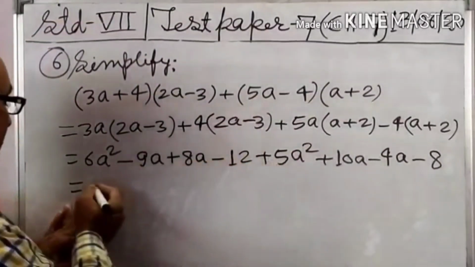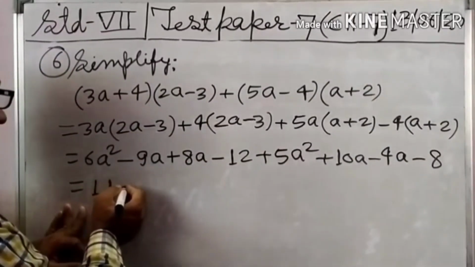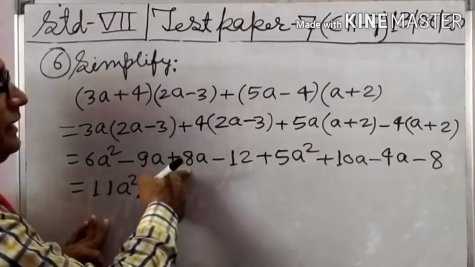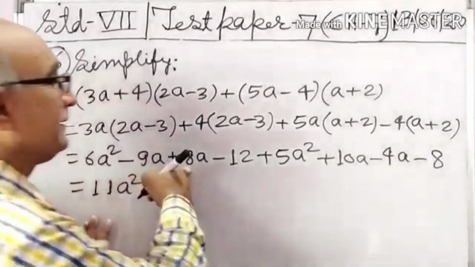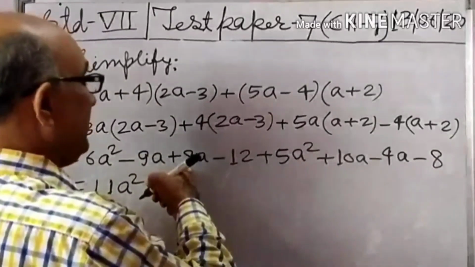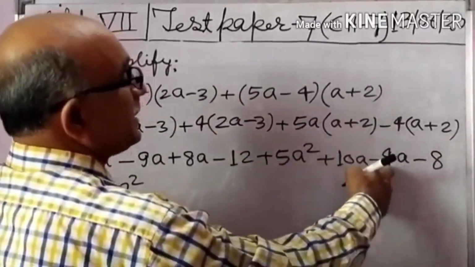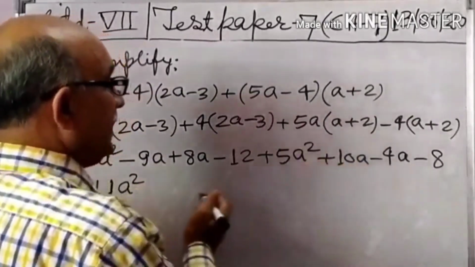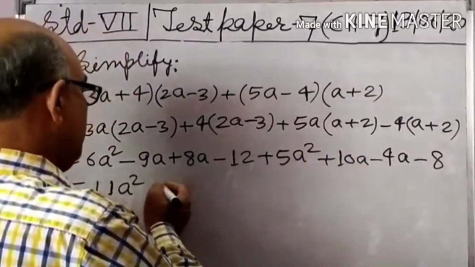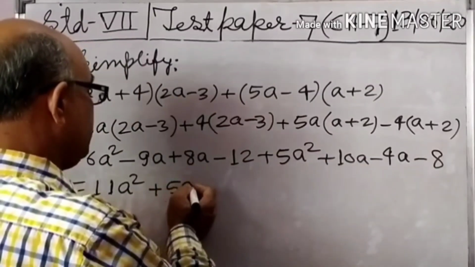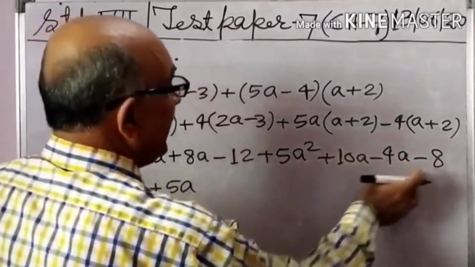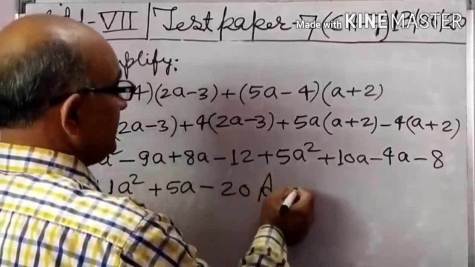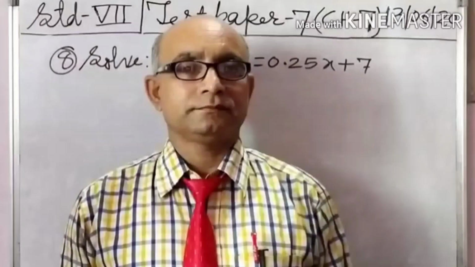6a square plus 5a square equals 11a square. Minus 9a plus 8a minus a, minus a and minus 4a, plus 10a, minus 5a, plus 5a. Minus 12 and minus 8 is minus 20. This is the answer of this question. Write it.